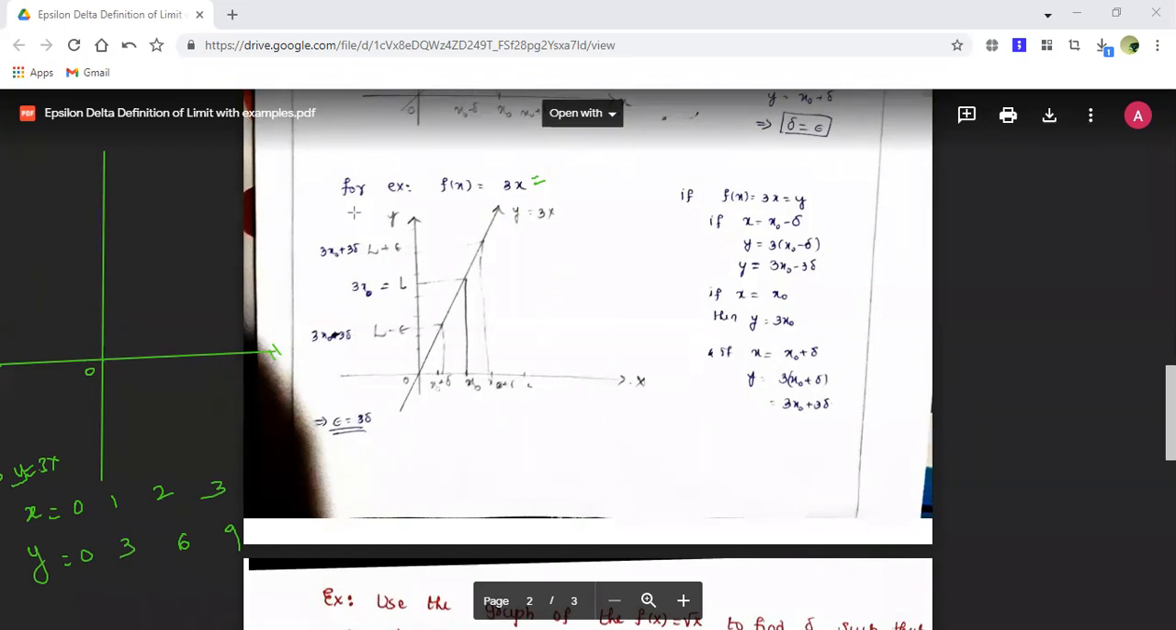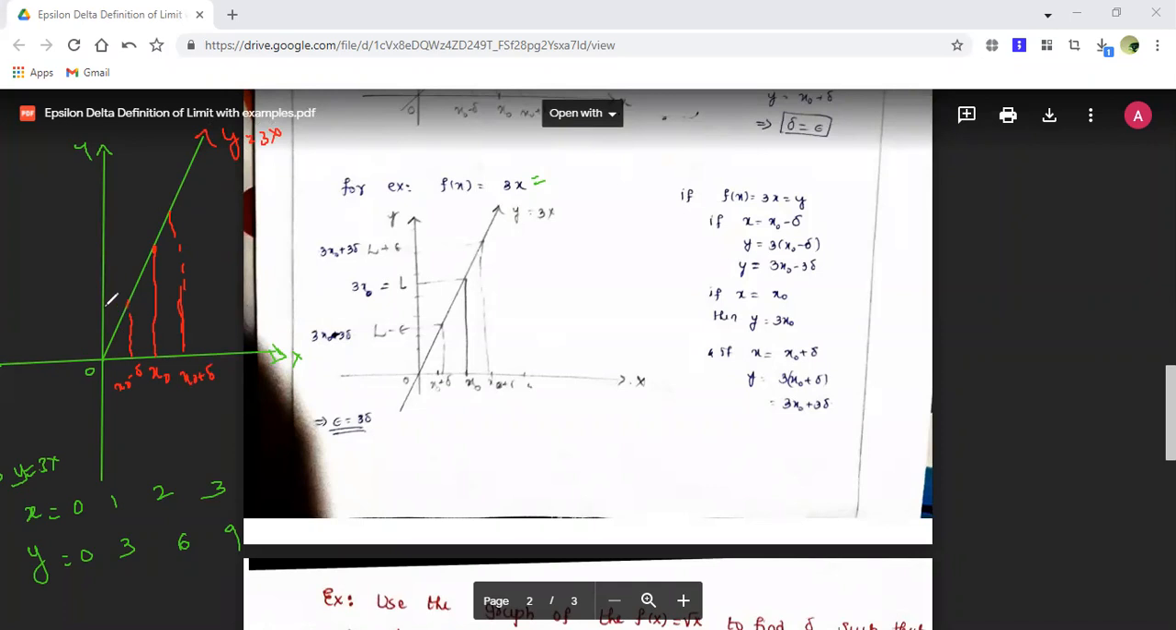I just draw it here. Somewhere it looks like this. So this will be your y is equal to 3x. Now when I draw this graph, it is clear that this is your y-axis, this is your x-axis, and this is your y is equal to 3x graph. Now I again take one point here, say this is my point x naught, and here I have to take x naught minus delta, and here I'll be taking x naught plus delta.